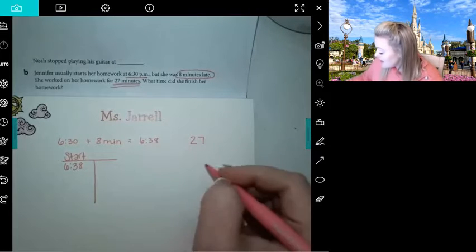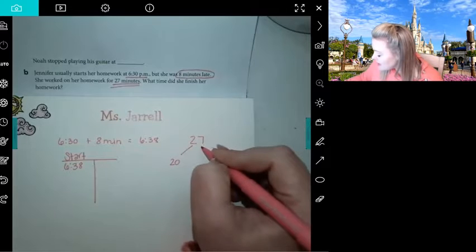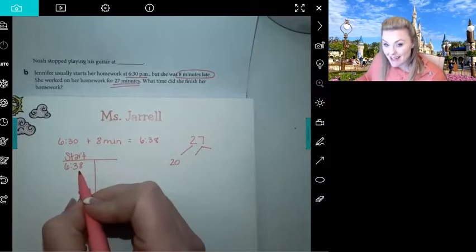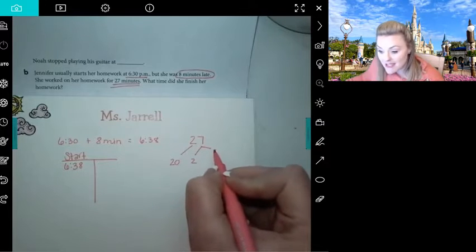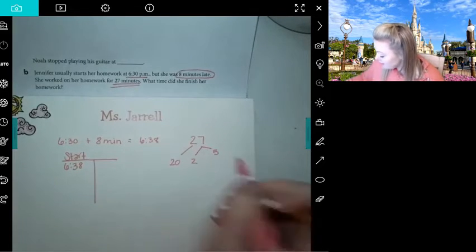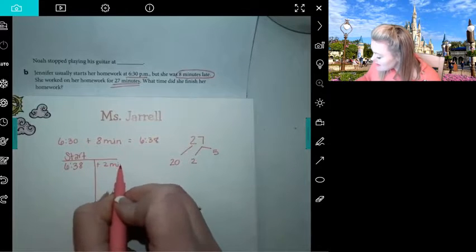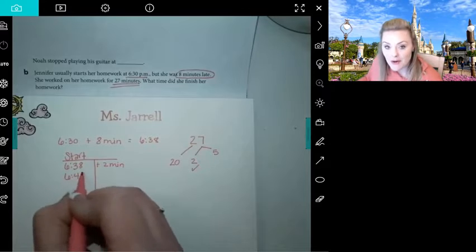So I'm going to just break this into a group of 20, and then I'm going to break the 7 into a group of 2 because I want to get to that even number of 40. And then I know that 5 plus 2 is 7, so a number bond of 2 and 5. All right, so the first thing we're going to do is add the 2 minutes, and then I'm going to check it off. So that would be 6:40.